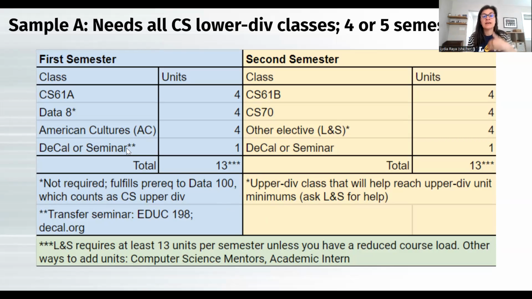So one way to get towards that 36 is your American Cultures class. Take an upper division American Cultures. That gets you from 24 upper division to 28. And then the decals, those are going to be upper division as well, or the seminars. So it's 198. So that counts. Anything that you can take here or there, tutoring often will be a 198. Those are all going to help you reach those unit requirements.